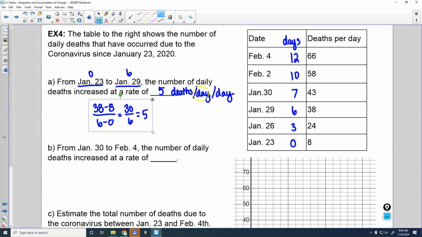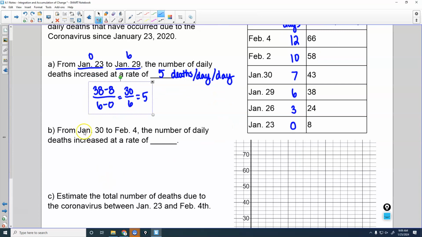That almost doesn't sound like it's a rate of a rate because it's asking just about the rate that the daily deaths increased, but daily deaths is a rate because that is measured in deaths per day. So this is a deaths per day per day. So what you're kind of seeing is at this point, every day there's 5 more deaths per day than there were the day before, because this is not just number of deaths, this is deaths per day.